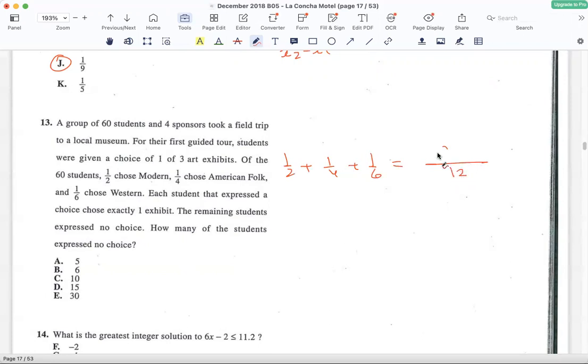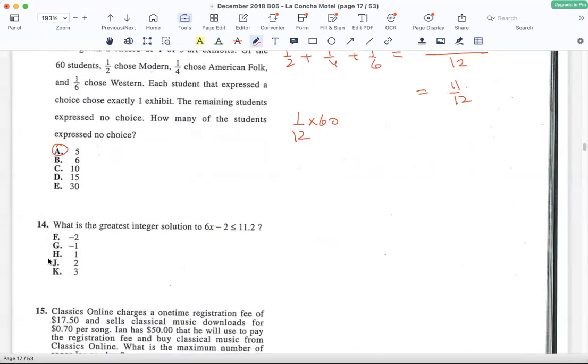12, right? So 2/6 plus 3/6 plus 3/9 plus 2/11 by 12. So 11 by 12 had a choice. So 1 by 12 did not have a choice. So 1 by 12 into 60, which is 5. So 5 students did not express a choice.